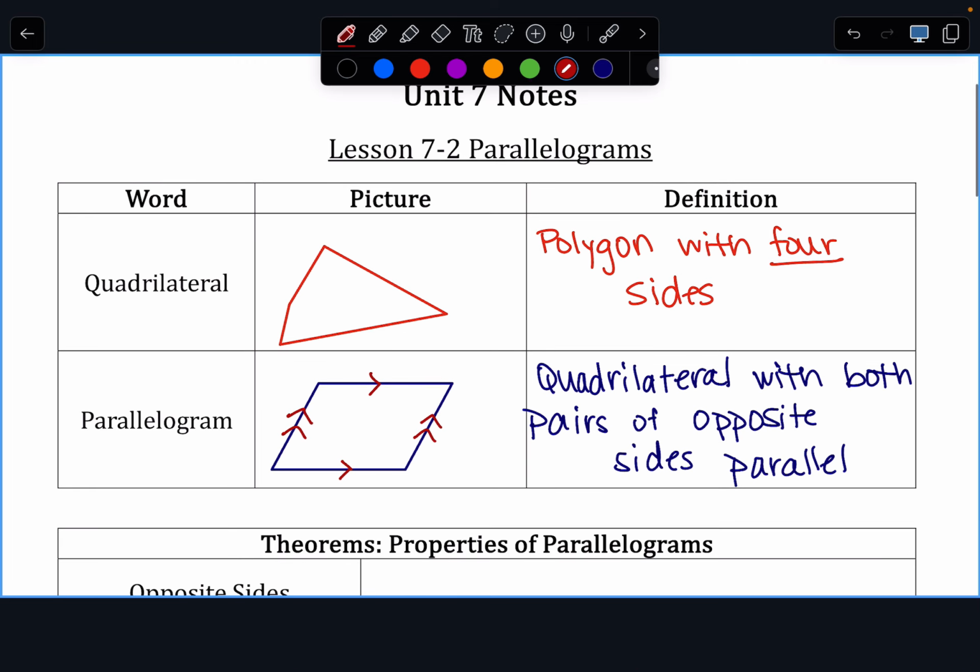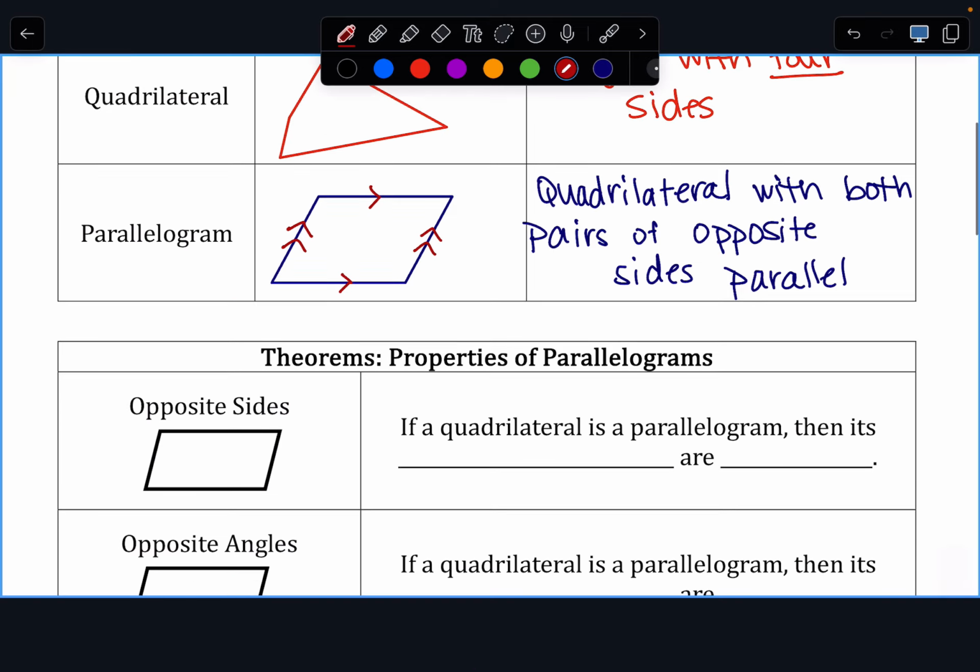Okay, so remember we notate parallel with the arrows, okay? So if I say, hey, this is a parallelogram, by definition, we know and can assume that both sets of sides are parallel. Now, in addition to both sets of sides being parallel, we have 4 other properties that are going to be true about a parallelogram, and we need to remember, understand, and use them. Okay?